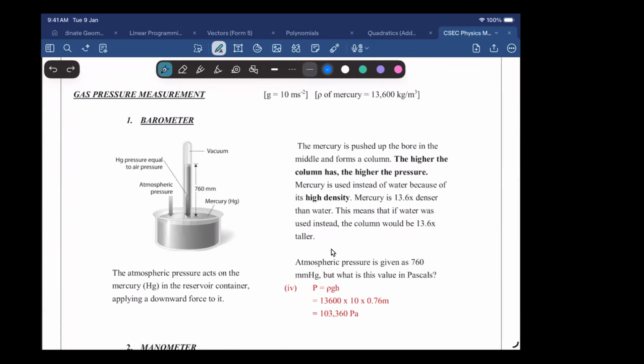No, that is not a rum shop. It's a barometer. It's used to measure gas pressure, in case you were thinking that. So give this a read for me.